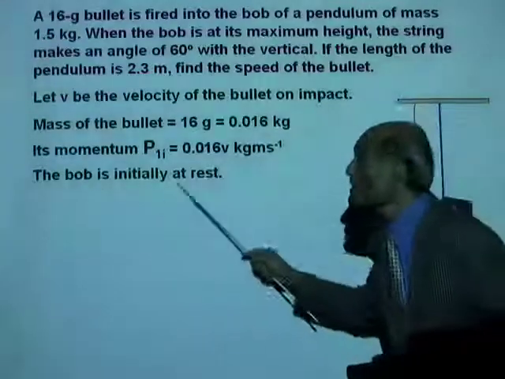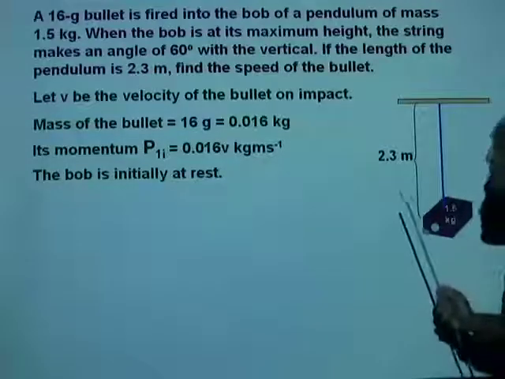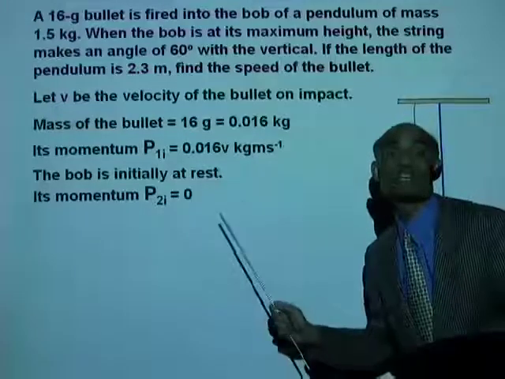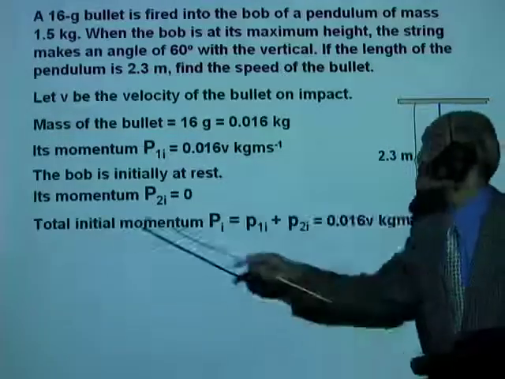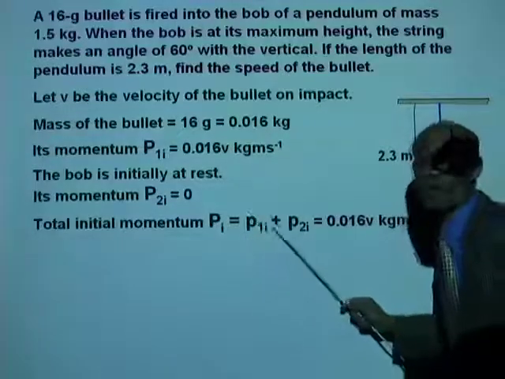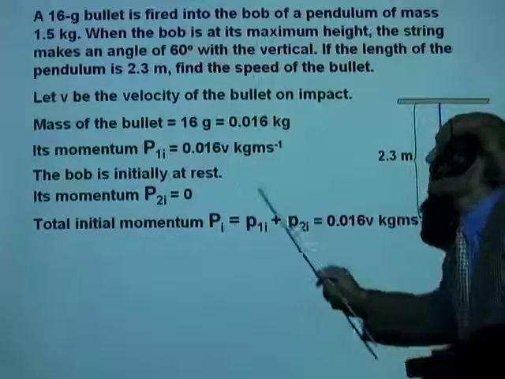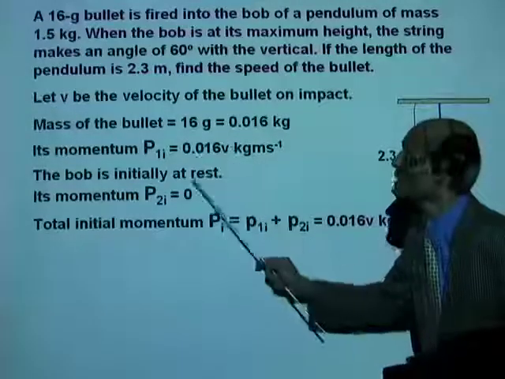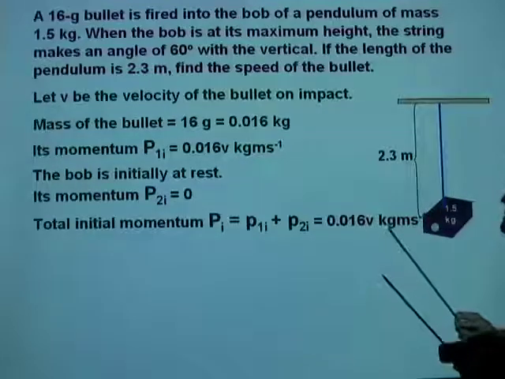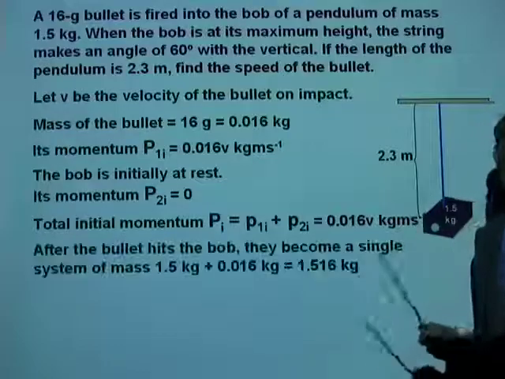Now the bob initially is at rest. The pendulum is initially at rest. Therefore, its momentum initially is 0. The total momentum Pi is the momentum of the ball plus the momentum of the pendulum bob, which is this quantity plus 0. That is 0.016 v kilogram meter per second.